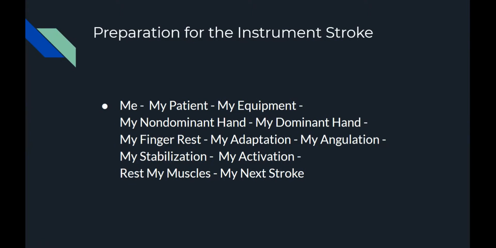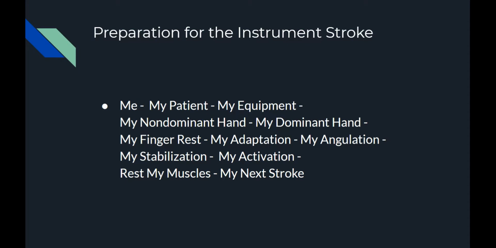Preparation for the instrument stroke. There are many steps that we need to be aware of. Let's look at each one individually. Me, I assume the correct clock positioning. My patient, I establish the correct patient chair and headrest positioning. My equipment, I adjust the light and delivery system, making sure all items are within reach. Think ergonomics.